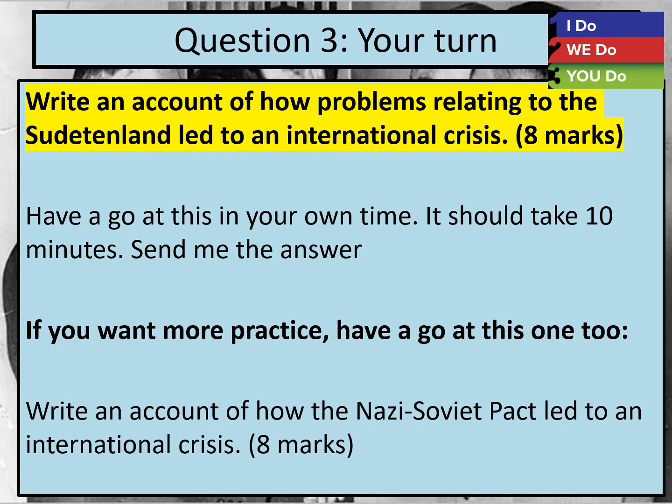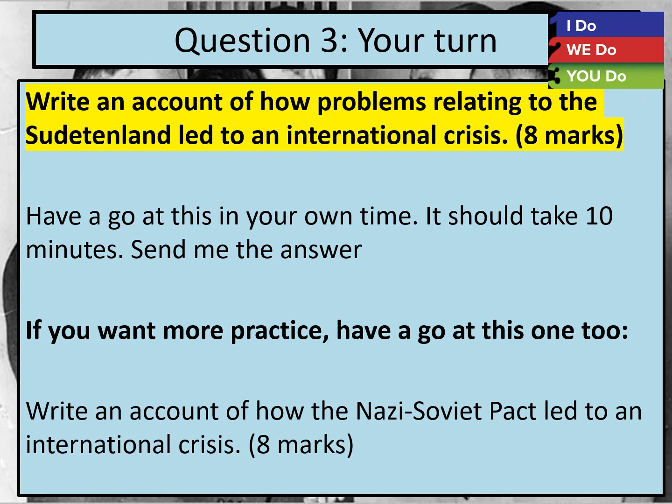And of course, how then in the signing of the Munich Agreement on the 30th of September, it looked as if war was being avoided. But actually, the real issue here was that Hitler again had gained in confidence. So that's the kind of stuff that you need to be writing in that answer.